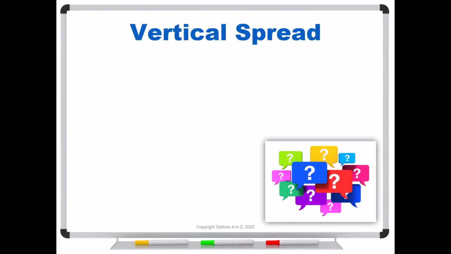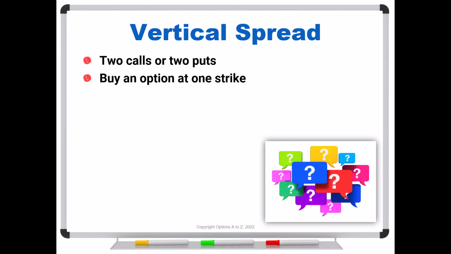So first off, a vertical spread, remember, is a strategy where you are going to buy 2 calls or 2 puts. That's important. It's 2 of each. It's not 1 of each. You are going to buy an option at 1 strike, and you will sell an option at a different strike. Now, it doesn't really matter which strike you buy or sell. It will make a difference as to whether it's bullish or bearish or debit or credit. But for right now, for a basic definition, that simply doesn't matter.